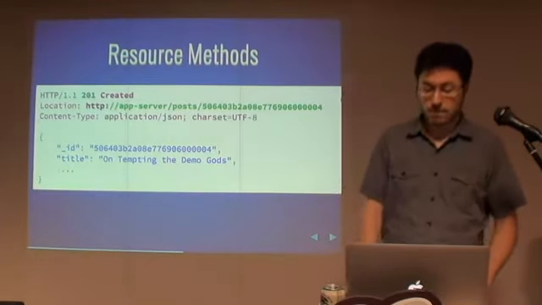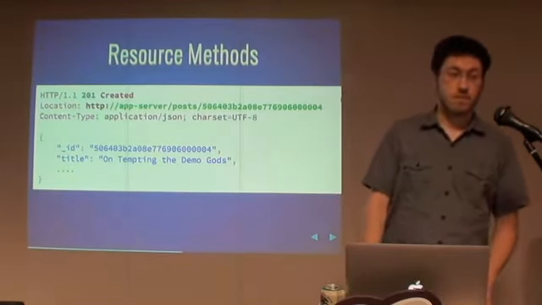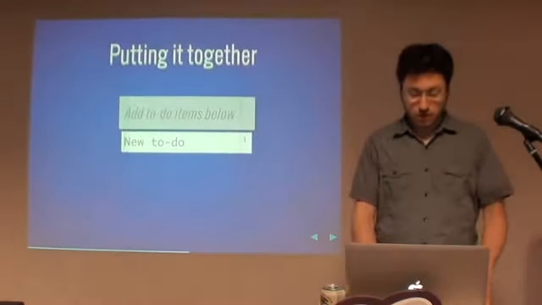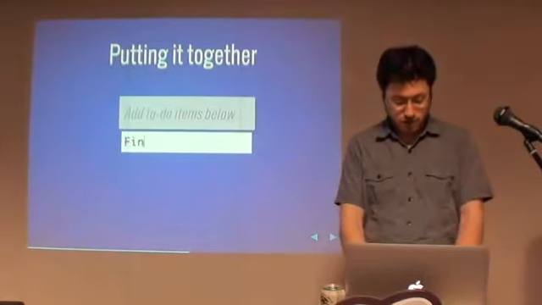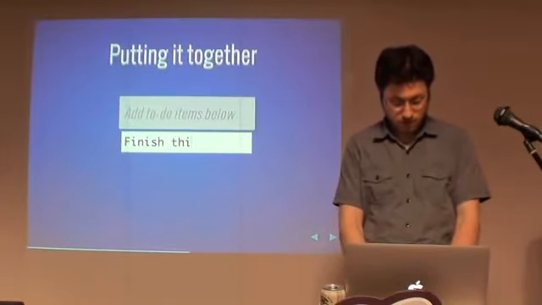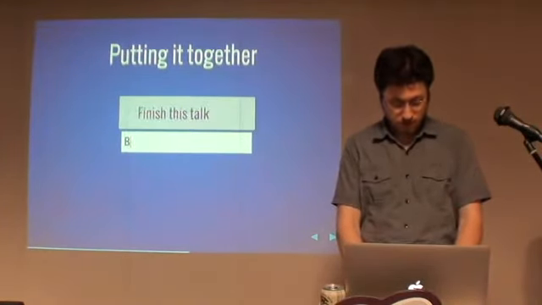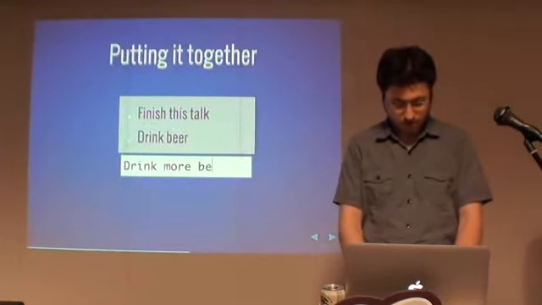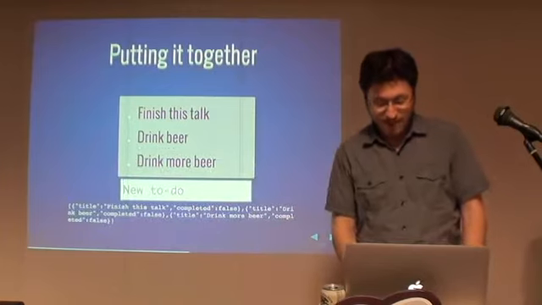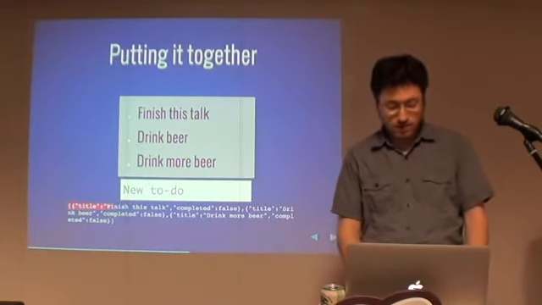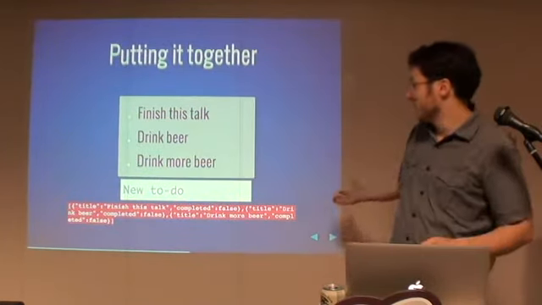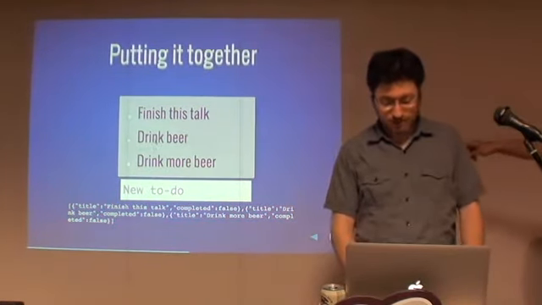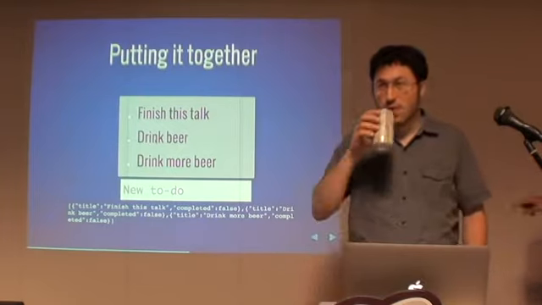So here's a simple example of a to-do list. And here's a simple JSON representation of my to-do list.